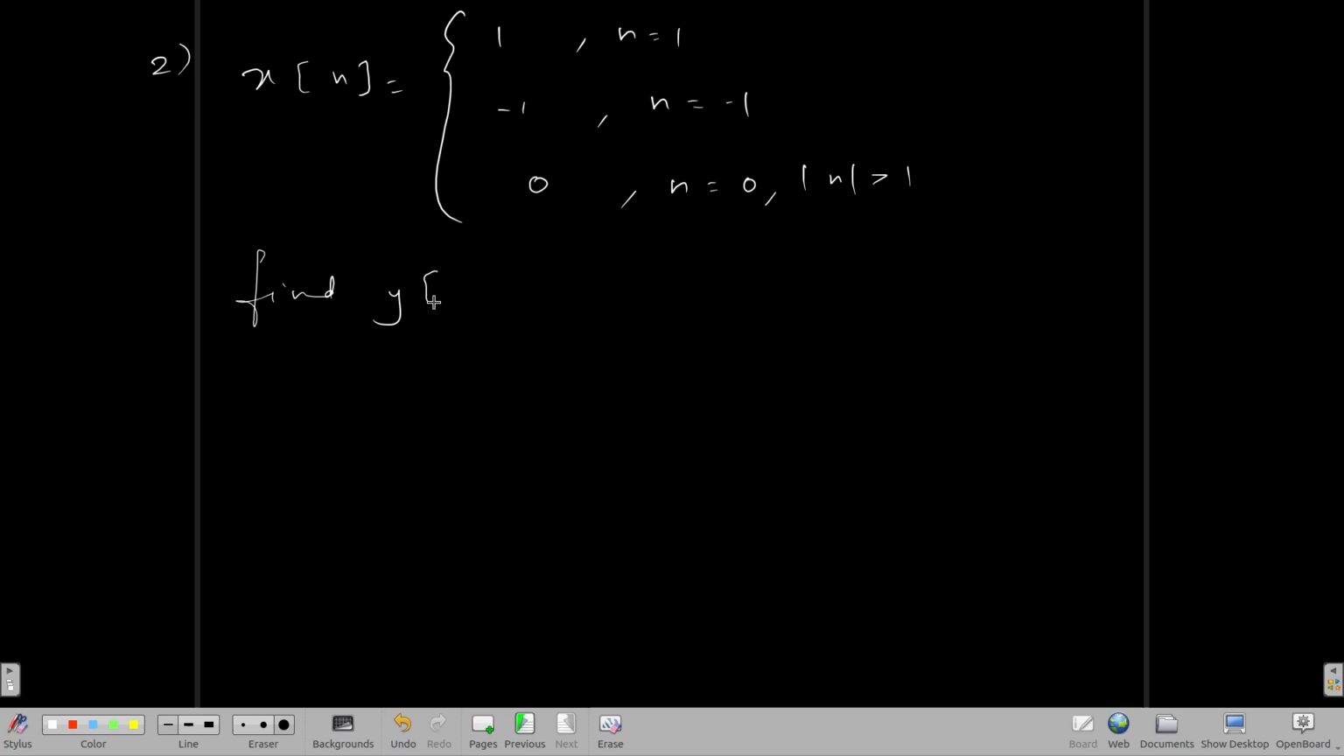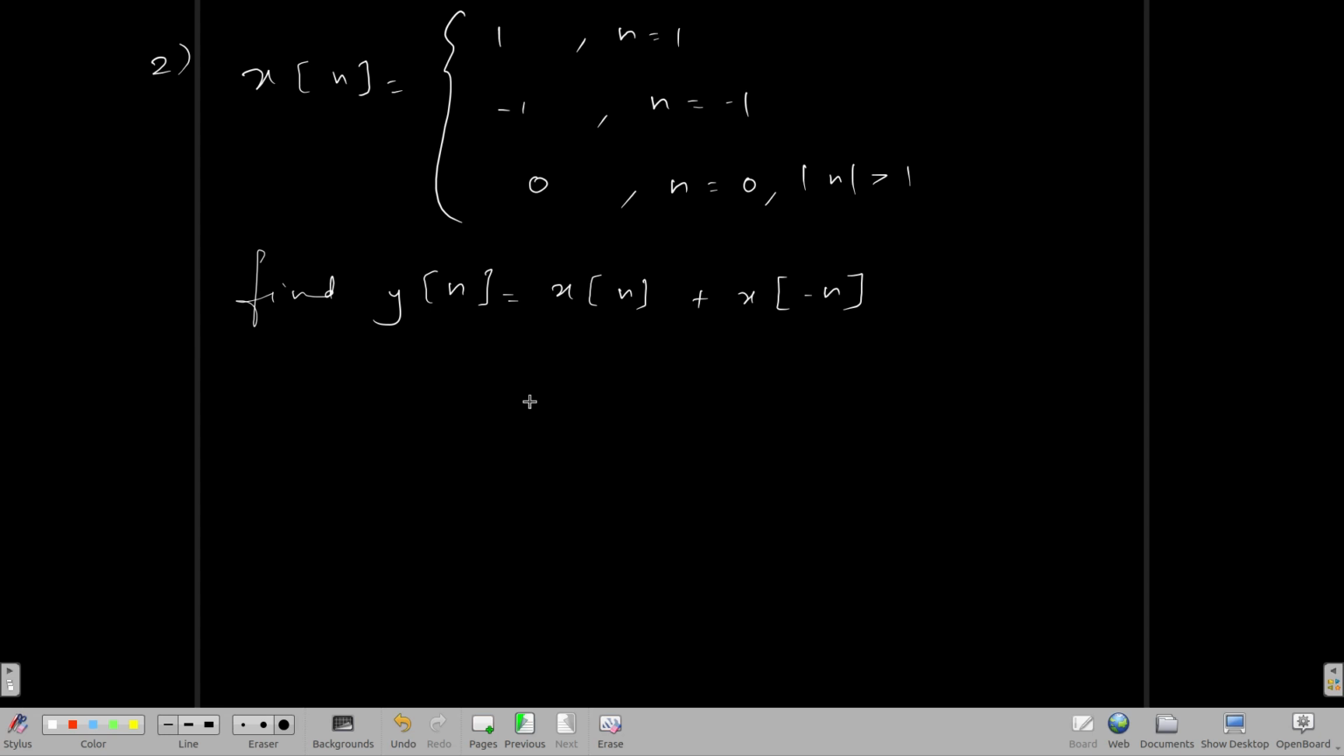And the second question is: x of n is equal to 1 for n is equal to 1, minus 1 for n is equal to minus 1, and 0 for n equal to 0 and for magnitude of n greater than 1. This is the signal. Question is, find y of n equal to x of n plus x of minus n, right?